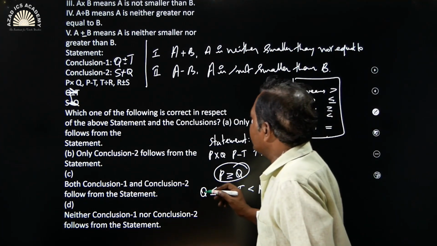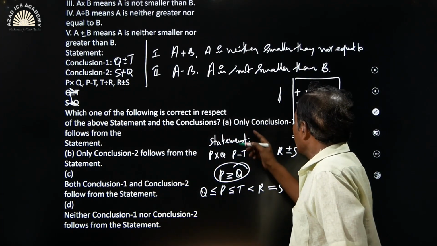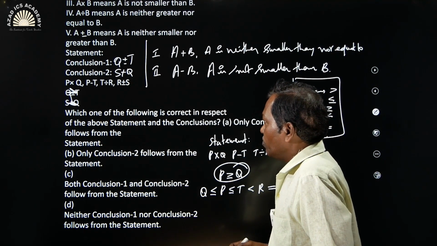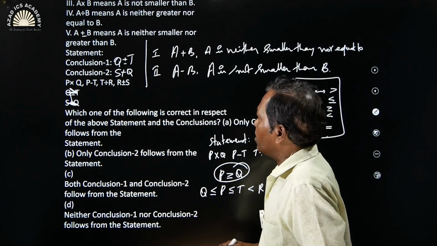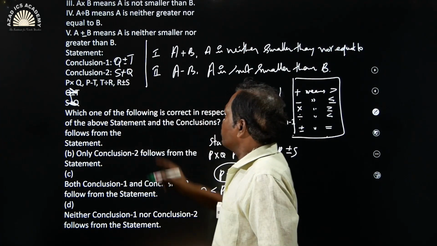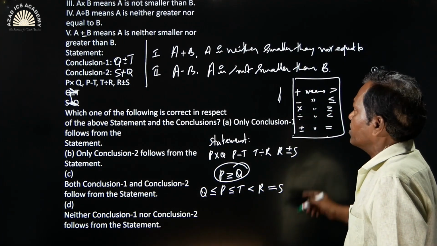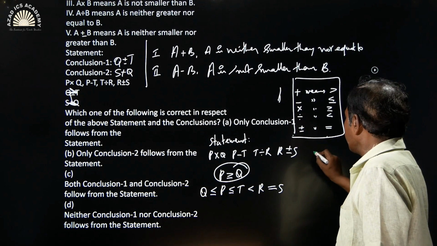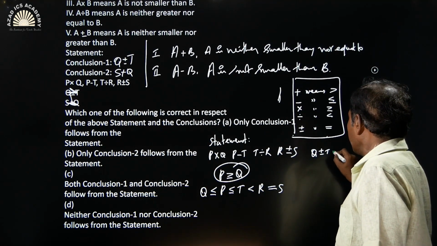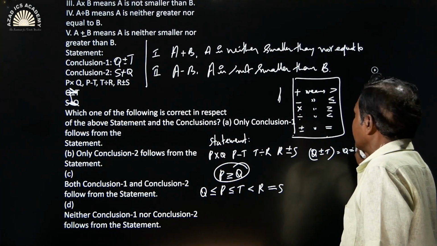Which of the following is correct in respect of the above statement and conclusions? Only conclusion 1 follows from the statement. Conclusion 1 here: Q plus or minus 2T. Q plus or minus refers to what? Equals. Q equals T. Here you can say Q plus minus T means, in other words, you can take Q equals T.